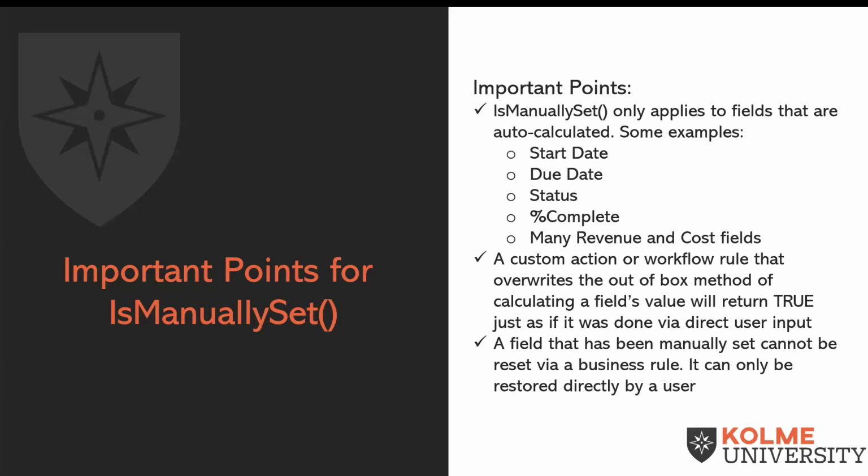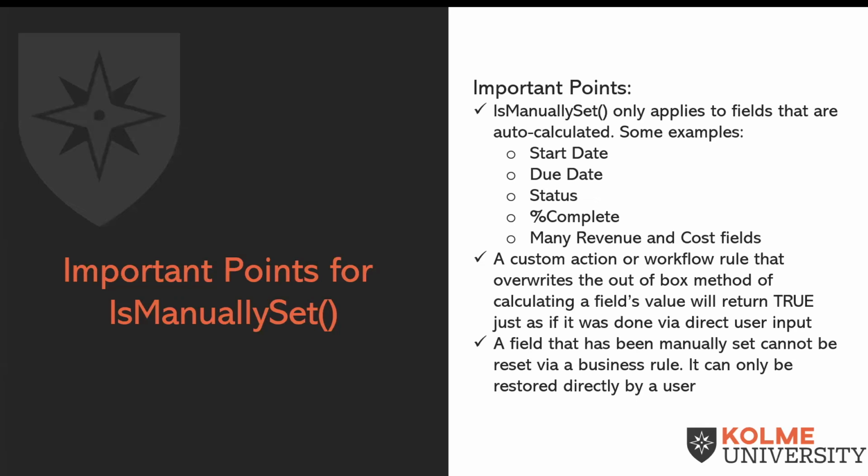And finally, a field that has been manually set cannot be reset via a business rule. It can only be restored directly by a user. So if I go in directly to the actual revenue field and change it to $12,000, for example, Clarizen will not continue to auto-calculate that field even if a change is made. If somebody reports time that adds revenue to the project, it will not change that actual revenue field, and you cannot restore it to its auto-calculated value through a configuration.